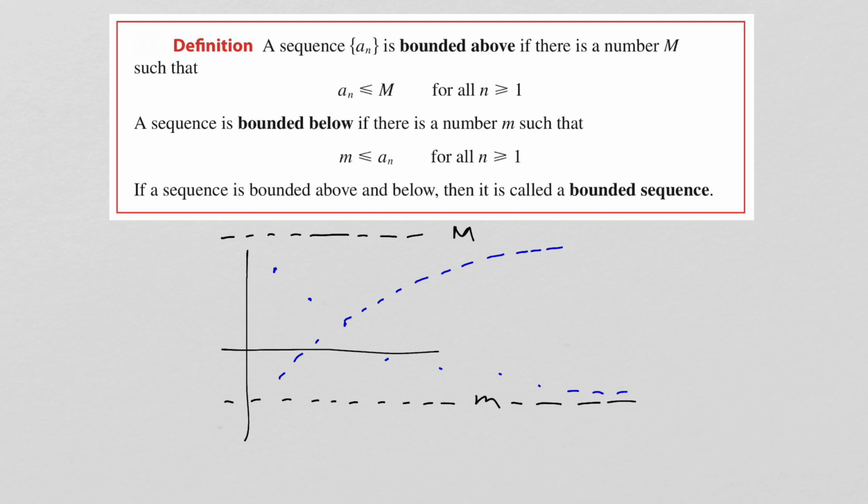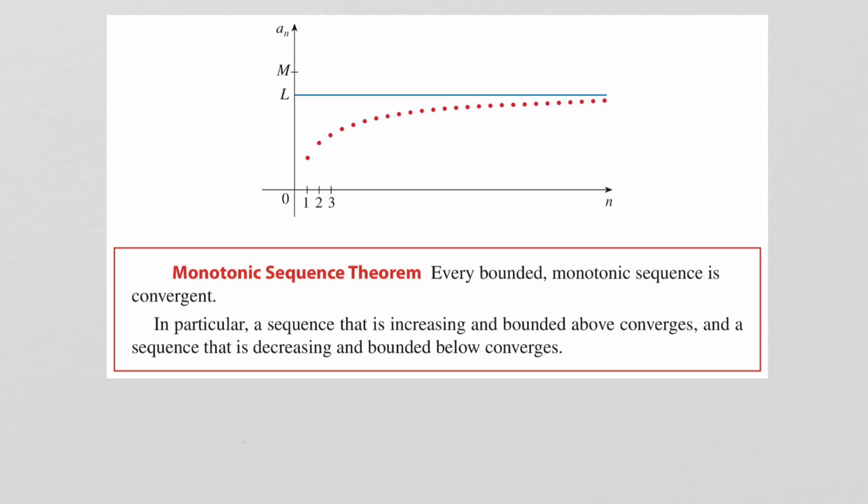And this brings us to our final theorem. This theorem is called the monotonic sequence theorem. And it says, quite simply, every bounded monotonic sequence is always convergent. So for example, if you have a sequence that is increasing, it is monotonic, right? Monotonic means that it is always decreasing or increasing. In this case, we can see the sequence is increasing.